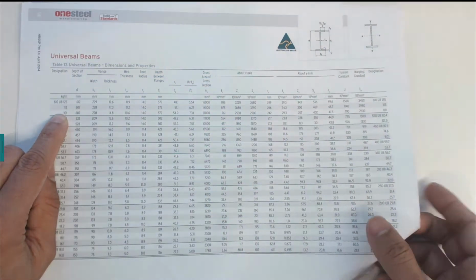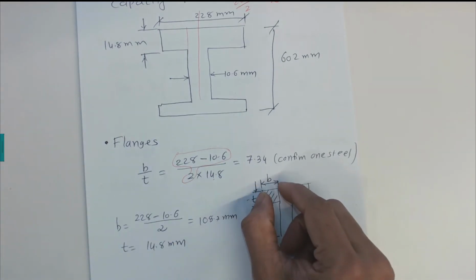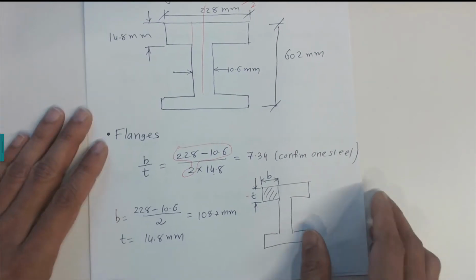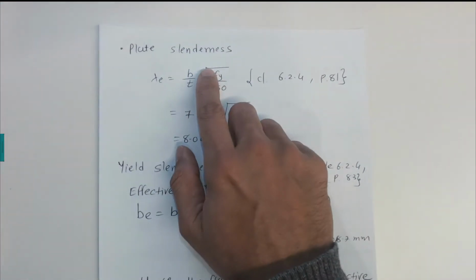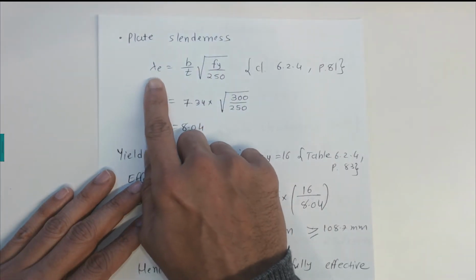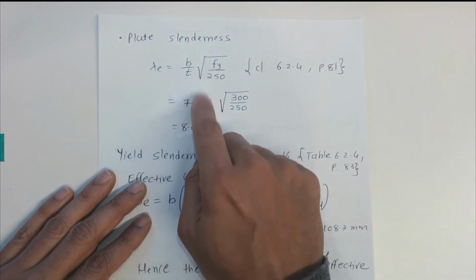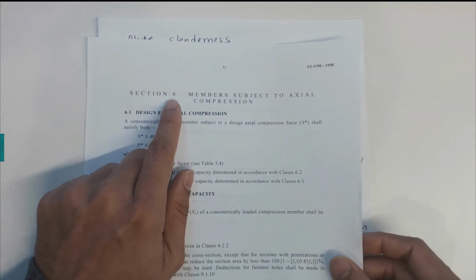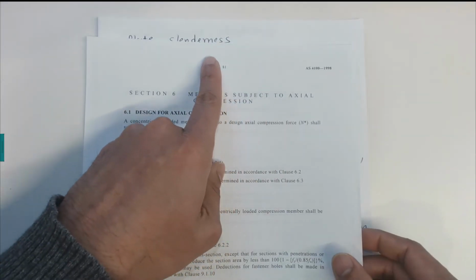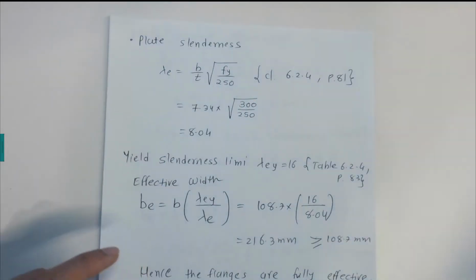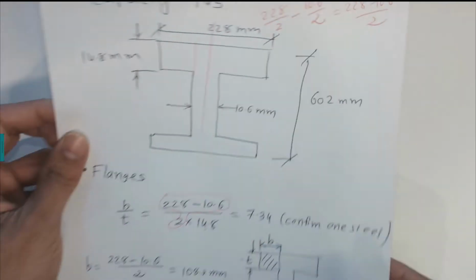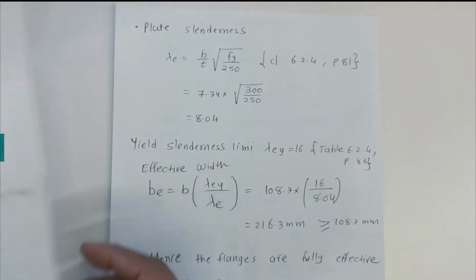In case you want to find out how this was calculated, that value is b over t, 7.34, and the description is given for individual b over t. Now for plate slenderness, there is an equation in AS 4100: lambda e equals b over t times the square root of fy over 250. We are working in compression, in section 6, a member subject to axial compression. So that is written here. We are going to substitute 7.34, which we just calculated as b over t.